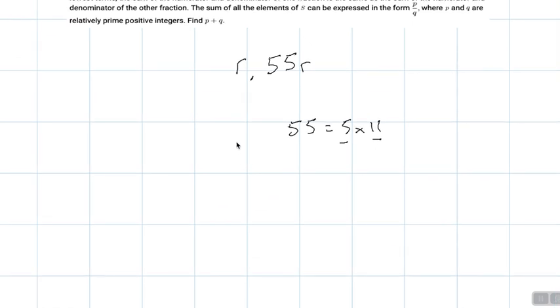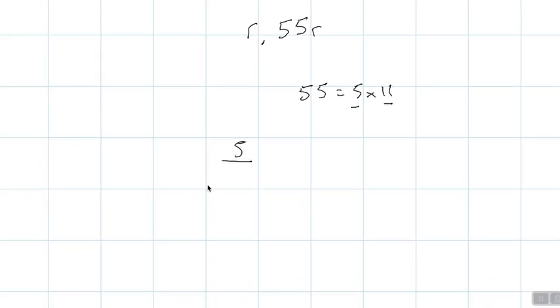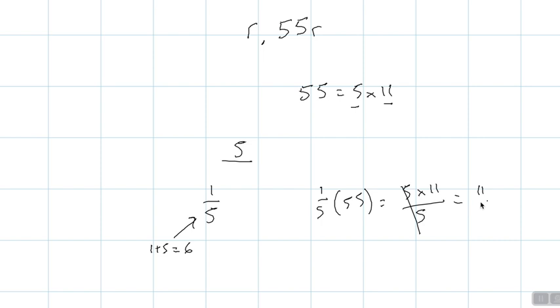Starting with denominators that are multiples of 5, let's look at an example to see if we can see any patterns. If R is equal to 1/5, the sum here is 1 plus 5, which is 6. And 1/5 times 55 is 5 times 11 over 5. The 5's cancel, so this is 11 over 1. The sum here is 11 plus 1, which is 12. So these sums are not equal.